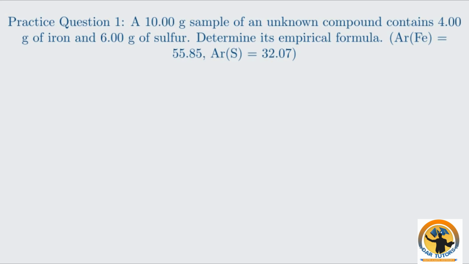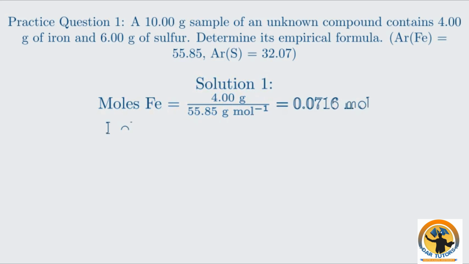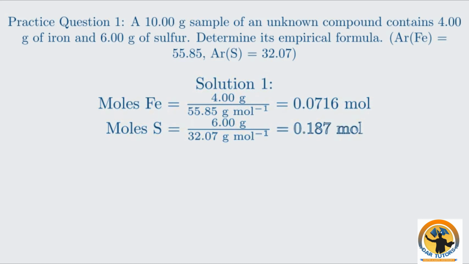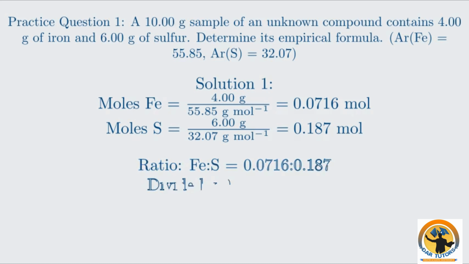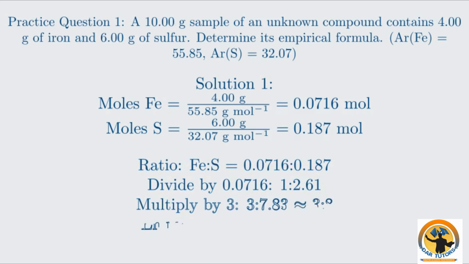First, we convert the masses to moles. For iron, 400 grams divided by 55.85 gives 0.0716 moles. For sulfur, 600 grams divided by 32.07 gives 0.187 moles. Next, we find the simplest ratio by dividing by the smallest value, 0.0716 moles. This gives us a ratio of 1 to approximately 2.6. To get whole numbers, we need to multiply the entire ratio by 3, which gives us 3 to 8. Therefore, the empirical formula is Fe3S8.